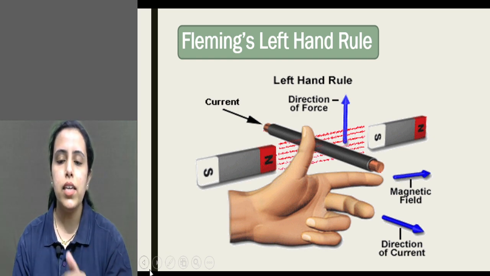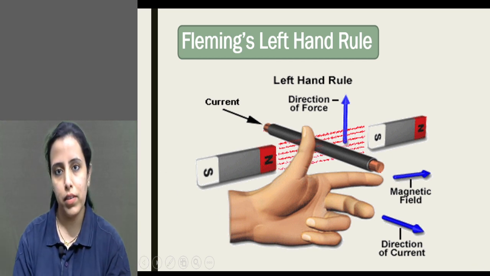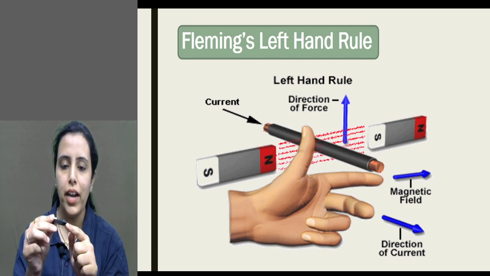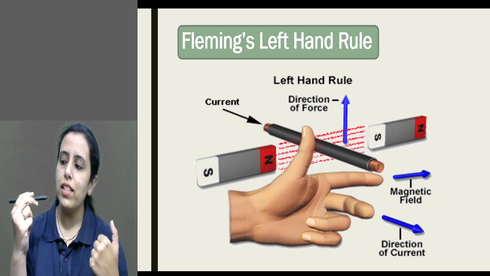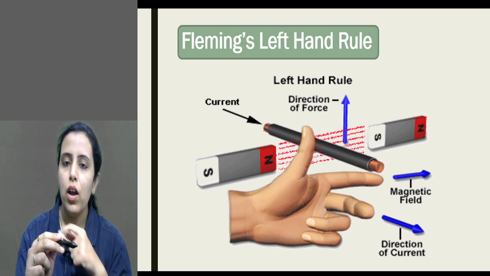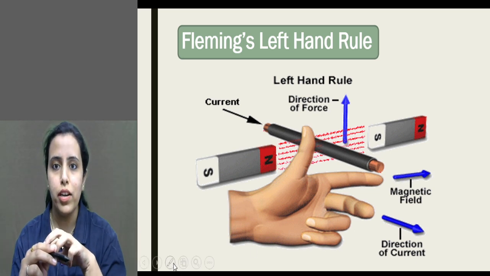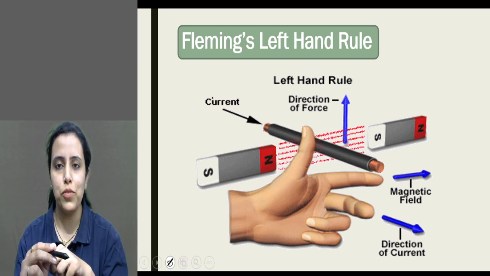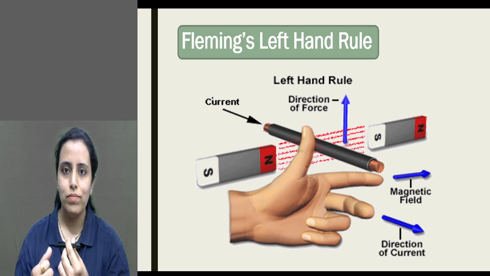Right, you can see in this particular diagram that two magnets are placed at a certain distance, and one conductor is there in between. Two magnets are there, that means a magnetic field must be there, and this conductor is coming under this magnetic field. Once it comes under the magnetic field, a force is produced on it. The direction of this force we can easily find out with the help of Fleming's left hand rule. How? Let's start.